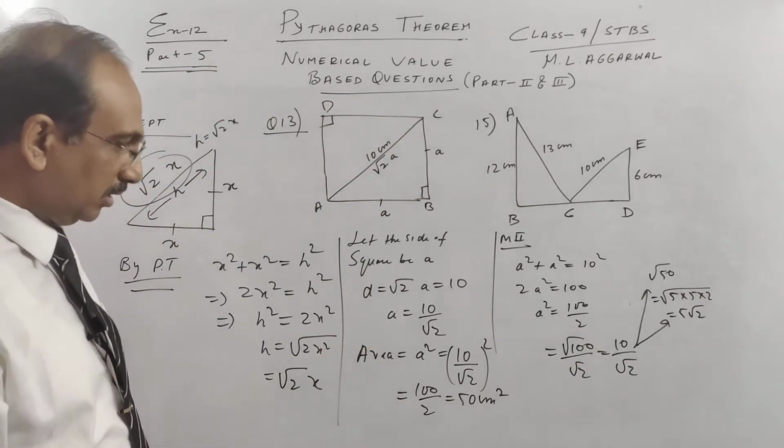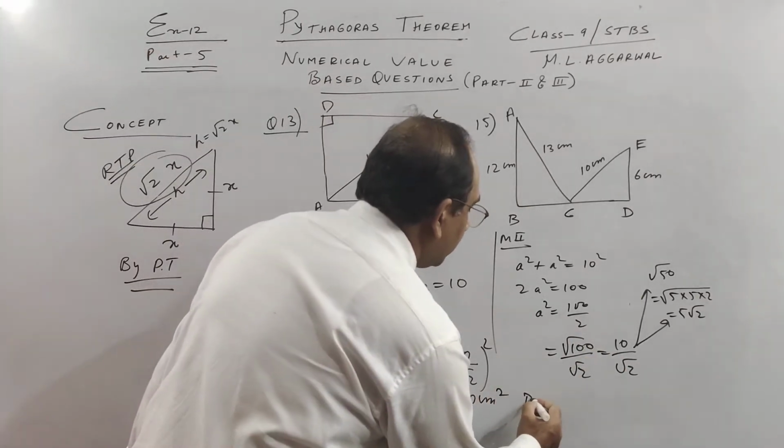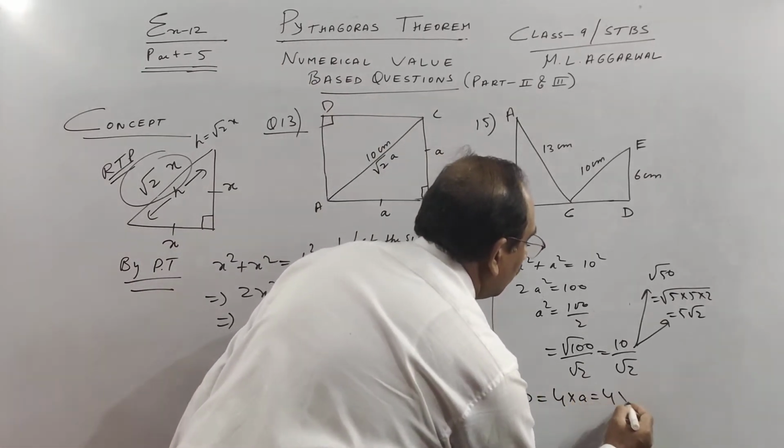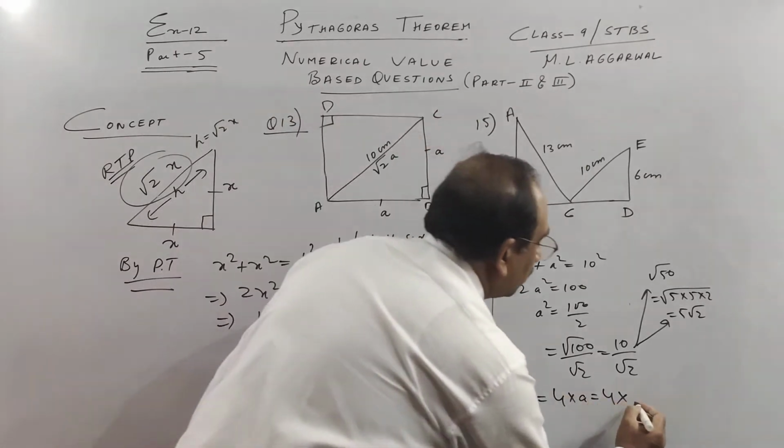So both methods give the same result. And the last thing is the perimeter, children. Perimeter is 4 times a. So 4 times a, and what is a? 10 by root 2.